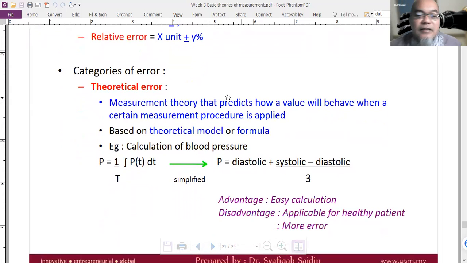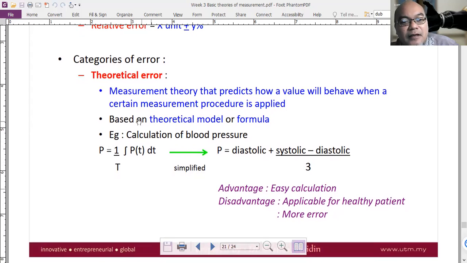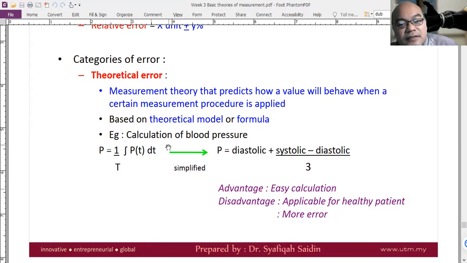So then, categories of error. It could come from theoretical error, from the measurement theory that predicts how a value will behave when a certain measurement procedure is applied. So theoretical error is calculated based on the theoretical model or the formula. For example, when we calculate blood pressure, we do averaging because it is continuous, then the average is 1 over T, the period, integral over T dt, and then the pressure is simplified as diastolic plus systolic minus diastolic divided by 3.